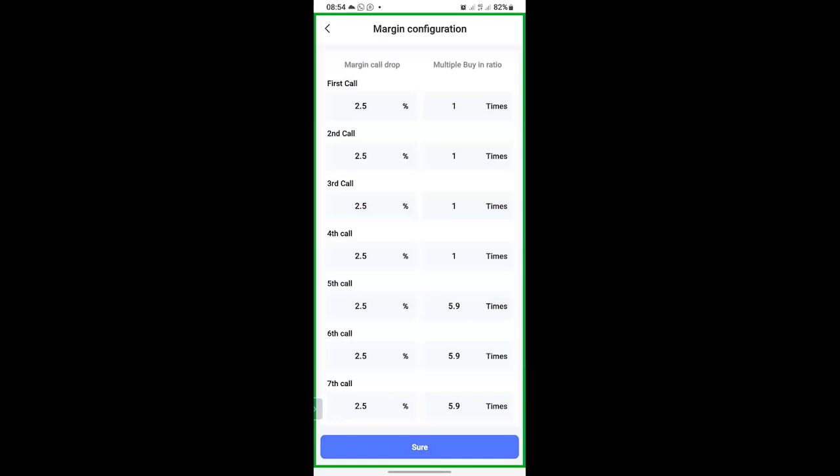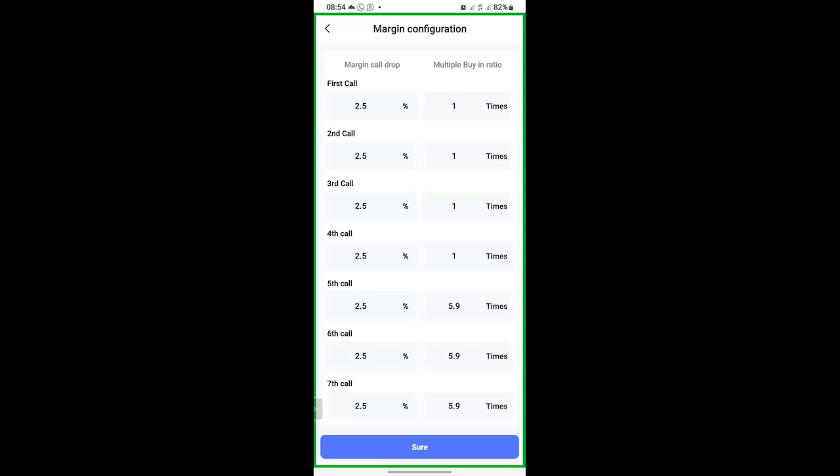That's why some of you come and say, I've set margin calls, everything is okay, but the bot is not buying. Then I tell you, go and look at your settings. Make sure your capital is on spot wallet. Make sure that your binding is okay. Make sure that your settings match with your capital. So this is how we do it.